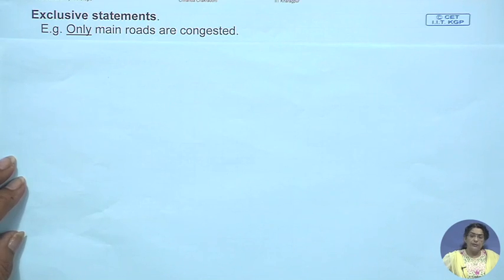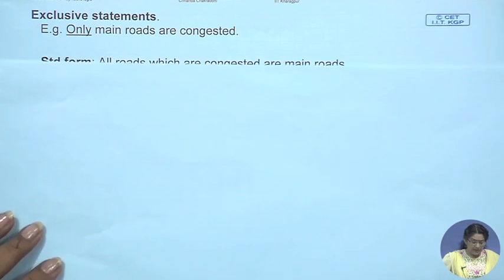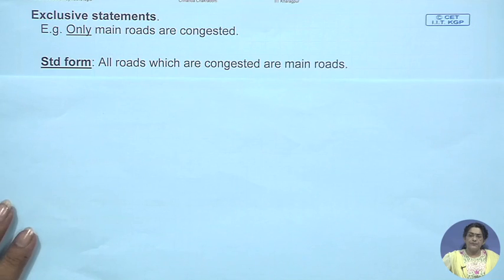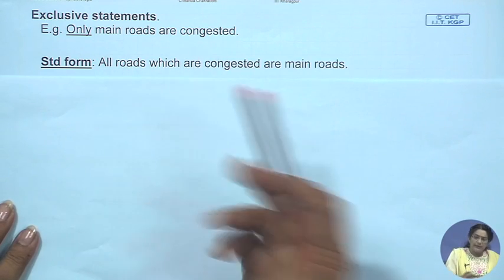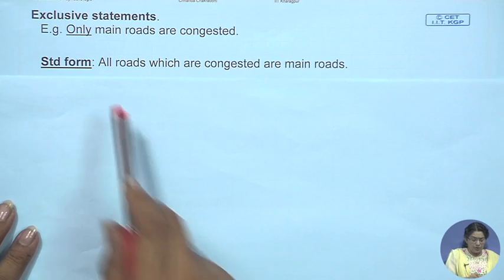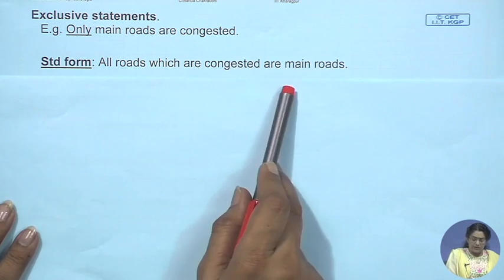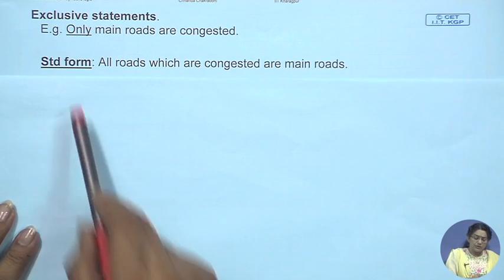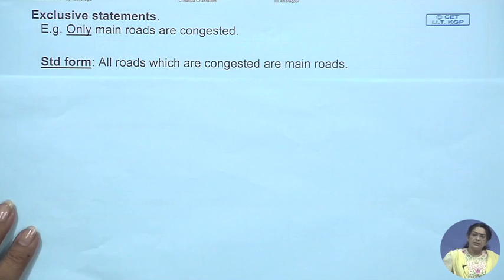Okay. And how do I approach it in terms of standard form categorical logic? Well, the answer is like this. You can write: all roads which are congested are main roads. Okay. So, you sort of turn it on its head, you change the position. All roads which are congested are main roads. That is one way to look at this exclusivity.